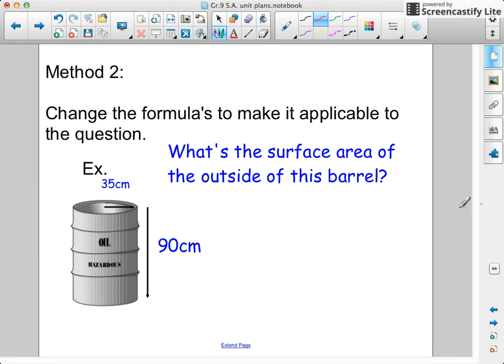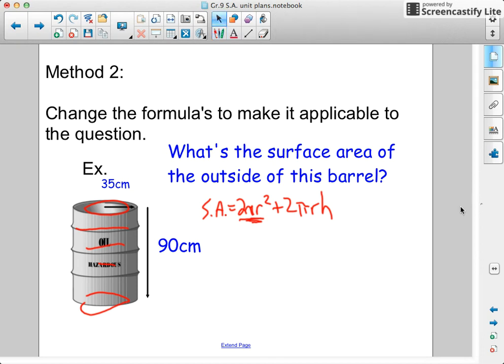Method two is you can change the formulas to make it applicable to your question. So let's say I ask you, what's the surface area of the outside of this barrel? So not the top or the bottom or the inside, just the outside. So normally my surface area formula for a cylinder is 2 pi r squared plus 2 pi r h. But in this question, it's actually only asking you for the curved surface. So that would be this area right here, not the circles. Well, this part of the formula represents the top and the bottom, but the question doesn't ask you for that. So we're just going to cancel off that part and just use this. That would give us the surface area of the outside.